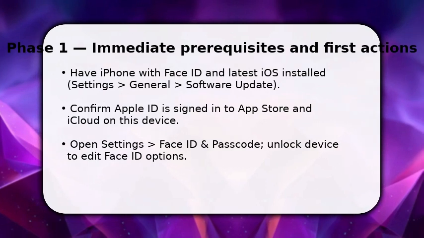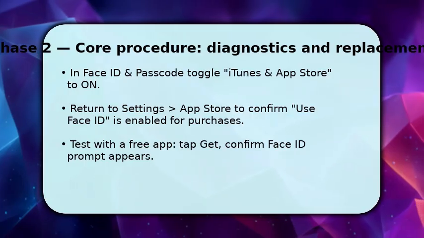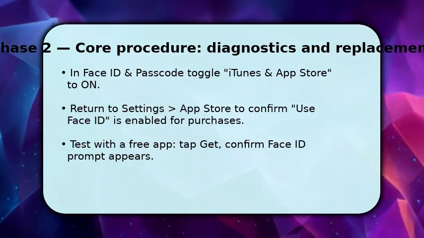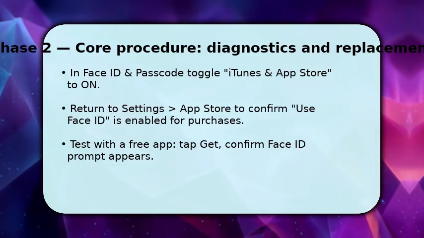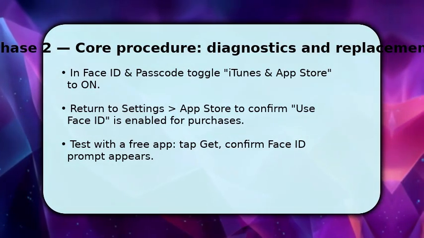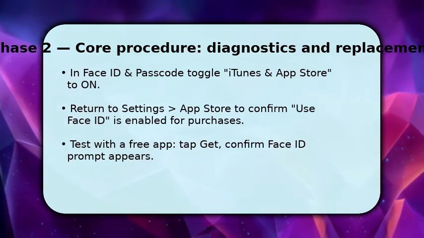Now you'll turn on Face ID specifically for App Store purchases. In Face ID and Passcode, toggle iTunes and App Store to on so purchases can use facial authentication. Then go back to Settings and open App Store to confirm the Use Face ID option is enabled. This links the store to your biometric setting.